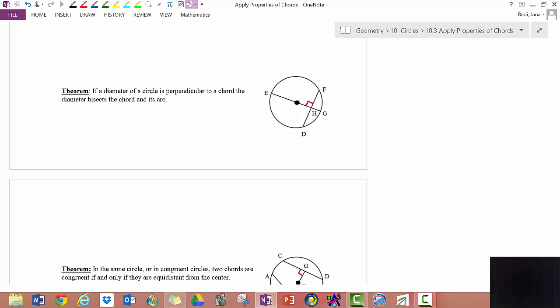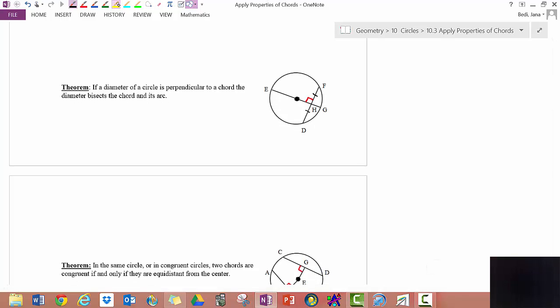This is the converse of the previous theorem. And here, if a diameter of a circle is perpendicular to a chord, the diameter bisects the chord and the arc. So that means these two will be congruent, and these two arcs. Minor arcs are also congruent.